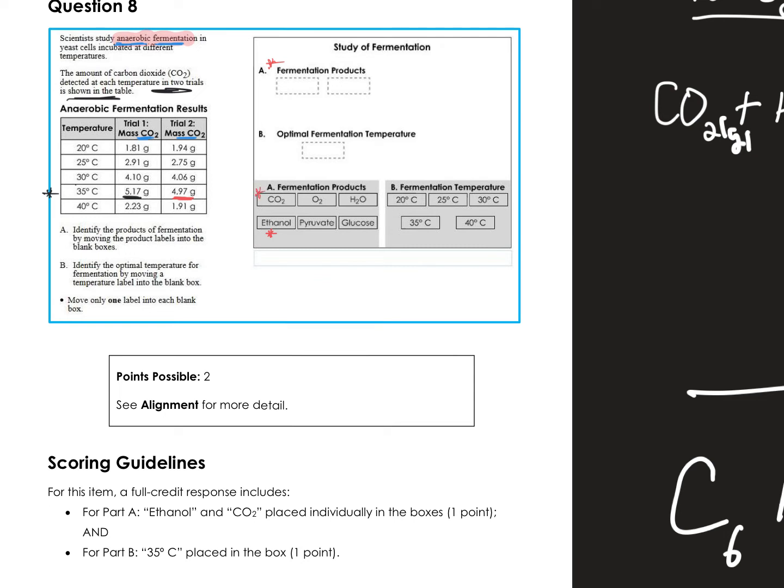Well, you should know that. The CO2 you should see because you're actually measuring that. So it's ethanol and CO2. The optimal fermentation temperature, I think that's easy, since we looked at that, is going to be 35 degrees.